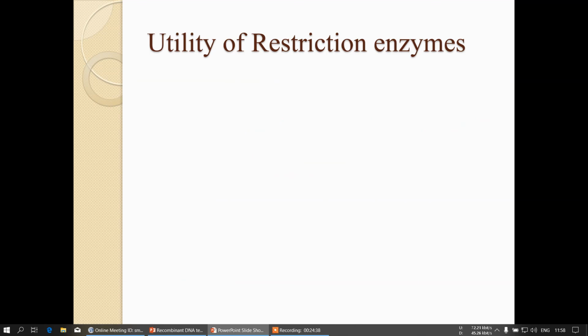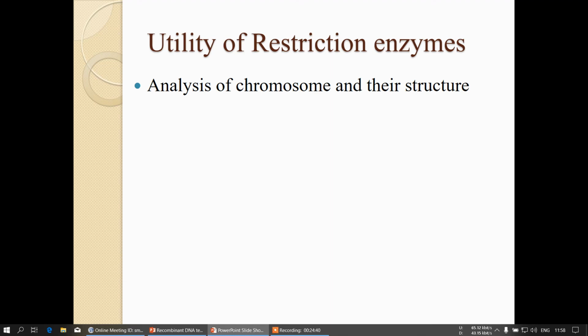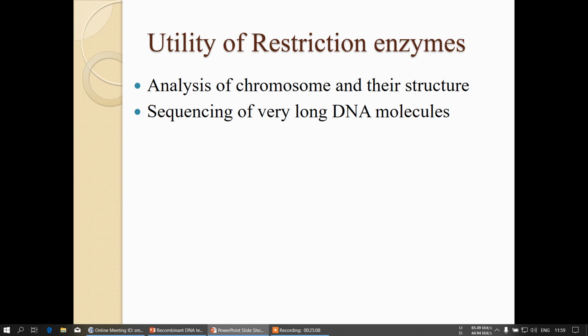What is the use of the restriction endonuclease enzyme? These enzymes are also used to analyze chromosomes and their structure. A long linear strand of double stranded DNA present in the chromosome can be broken down into small pieces by the specific restriction endonuclease enzyme, and after that, with the small fragments, we can easily analyze the nucleotide sequence present in the whole chromosome.